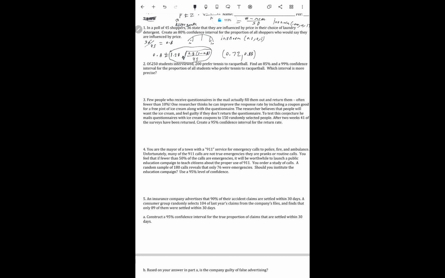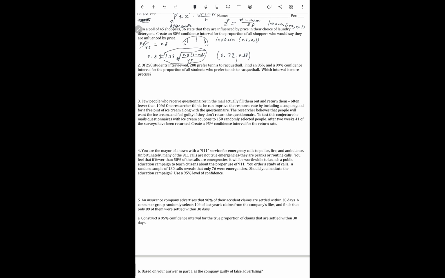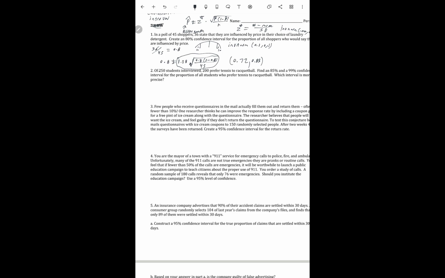Now we found our confidence interval for 80% of the proportion of shoppers who would say that they are influenced by price. All right, now going on to the next problem, we see a sample size of 250 students who are interviewed, of which 200 prefer tennis to racquetball. And we find that 85% and with a 99% confidence interval for the proportion of students who prefer tennis over racquetball. Now we need to determine which interval is more precise. Essentially, we have to find the z-score for both of these and compare their intervals with an 85 interval and a 99 interval. This is a two-step process.